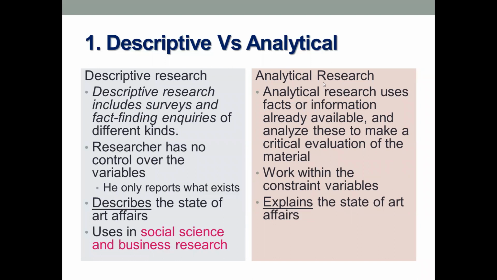The analytical research in the other way analyzes and other secondary data. So always the analytical research use facts or information which are already available and can be analyzed. So the main point here is this could be analyzed. And after analysis, you can make a critical evaluation of the material. Now, here you can analyze the data. So always you have a variable that you can change and get a relationship.